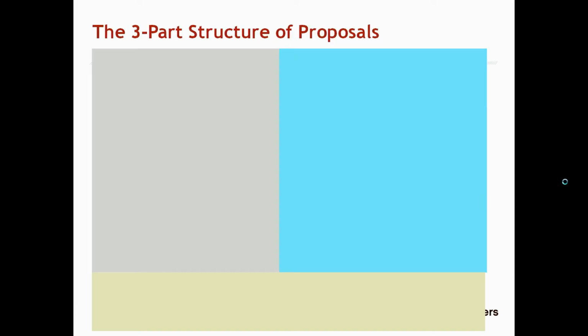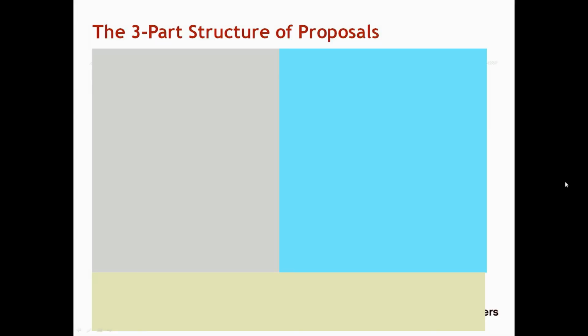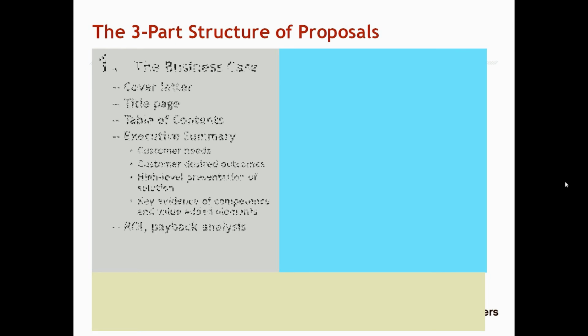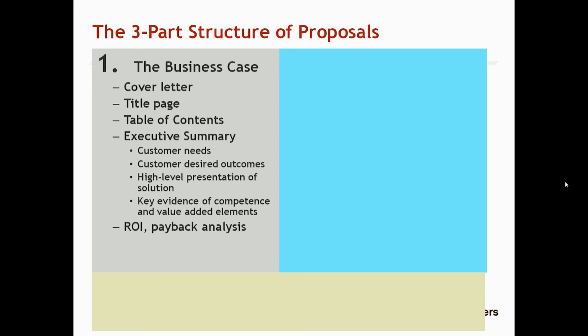So before we look at that, it's probably worth being aware that most formal proposals, when they are written in response to an RFP, have three basic parts. On the one hand, there is the business case. And that consists of the cover letter, the title page, your table of contents, the executive summary, and sometimes a calculation of return on investment or payback, which is handled separately. So that's the business case.